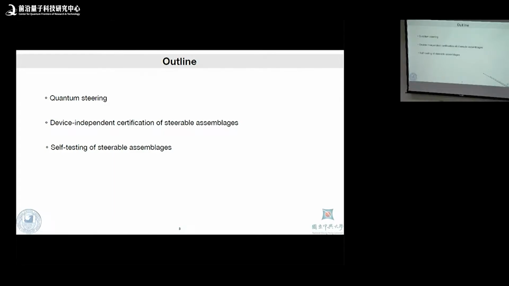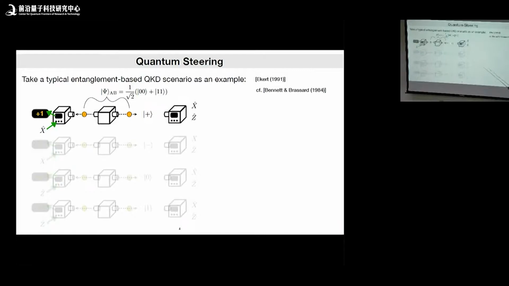Okay, so let me start by introducing quantum steering with a very typical entanglement-based quantum key distribution scenario as an example. Here we consider a pair of entangled particles in the maximally entangled 2-qubit state. The first particle is sent to Alice, and the other particle is sent to Bob. During each round of the experiment, Alice can perform some measurements on her particle, while what Bob does is just observe the state he receives.